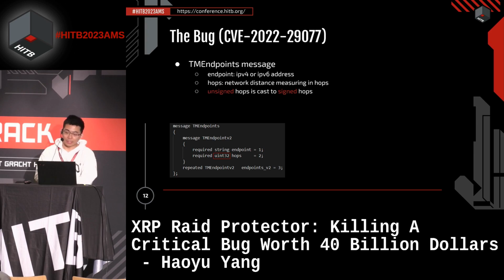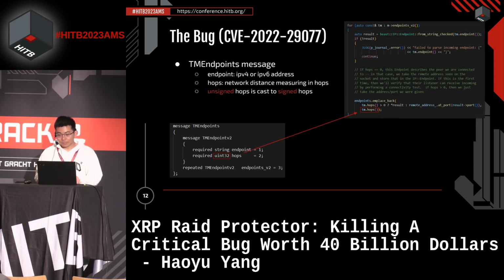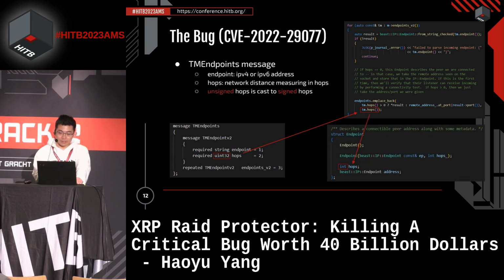The hops initially come from an unsigned int field in TMEndpoints, which is a protobuf message. On receiving this message, the peer will transform it into an inner object named endpoint. Badly, the type of hops in the endpoint class is signed int, and this is the root cause of the vulnerability. This is not enough. There is not enough verification before or after the transformation.